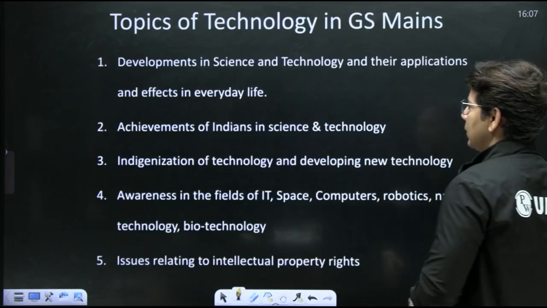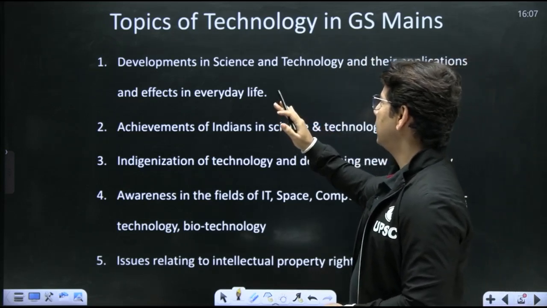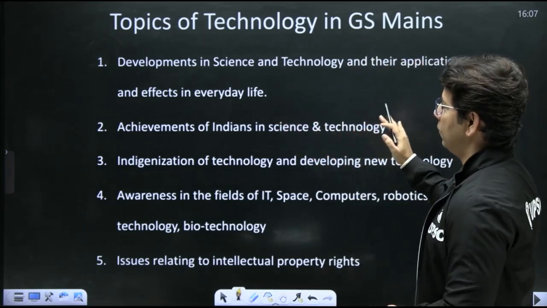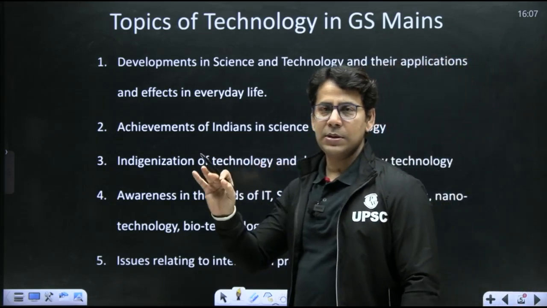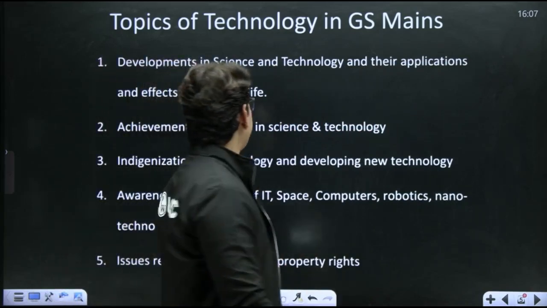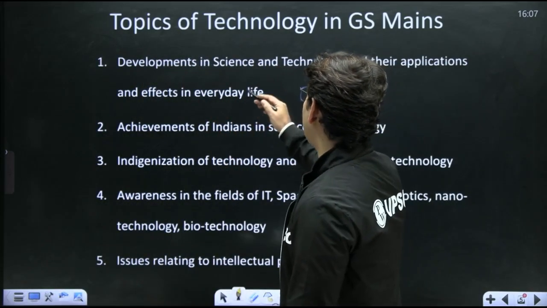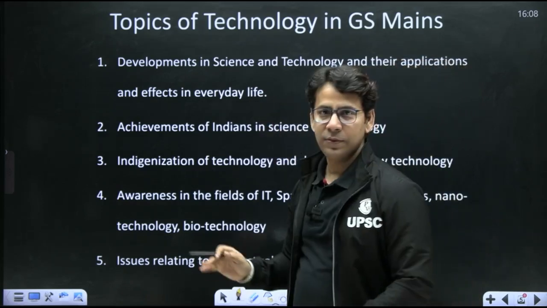First things first, if we talk about the technology topics in the syllabus of GS mains, that is very important. Every single word written in the syllabus is very, very important. And there you can see: developments in science and technology and their application and effects in everyday life.